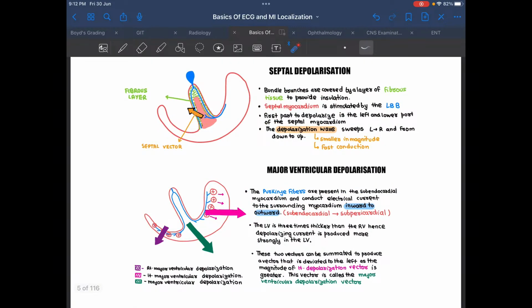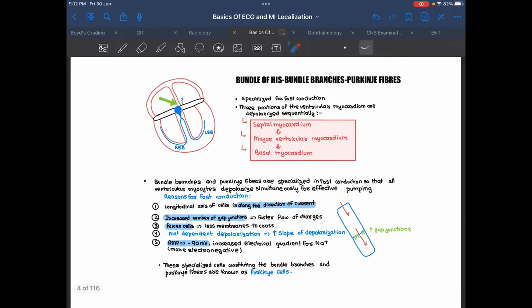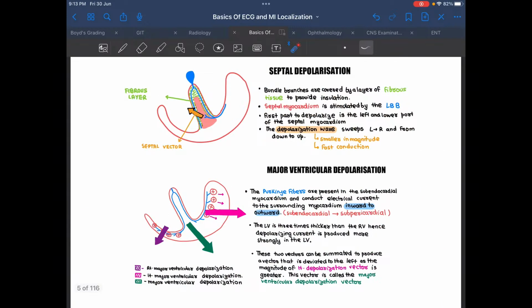So let's move forward now. So as we know, till now our impulse from the SA node has traveled into the AV node via the internodal tracts. From the AV node, it has gone into the bundle of His. From the bundle of His, now it is going into the left bundle branch and your right bundle branch. And now we have to see how the ventricular myocardium will be stimulated. So the first part of the ventricular myocardium to get stimulated is the septal myocardium.